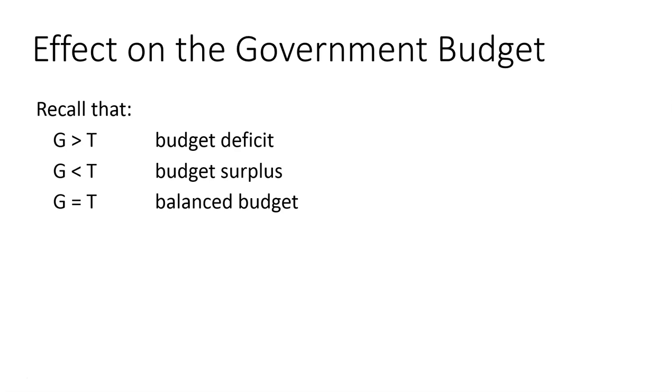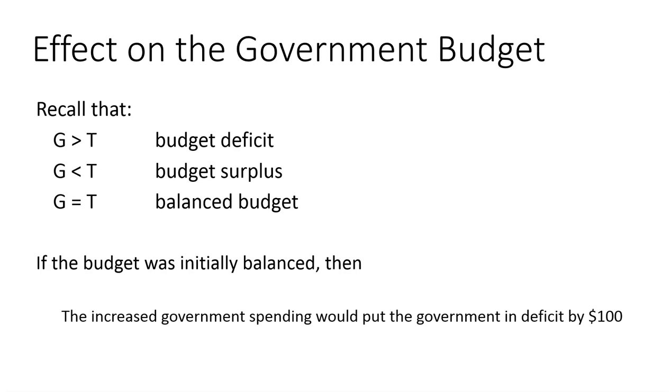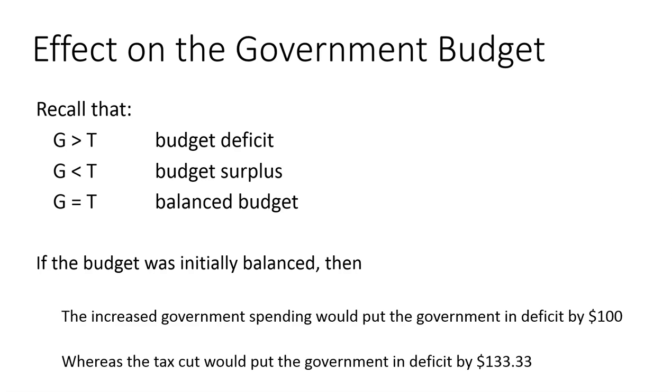gap. Now, recall that when the government spends more than it taxes, it's running a budget deficit, and for our purposes, we'll just ignore transfer payments here. When the government spends less than it taxes, it's running a surplus, and if government spending is equal to taxes, the budget is balanced. Now, if the budget was initially balanced in our example, then that $100 increase in government spending would put the government into a deficit by $100. Likewise, the tax cut would put the government into a deficit of $133 and a third.